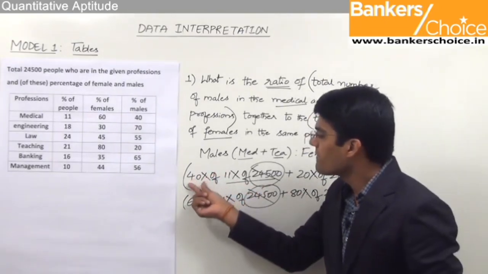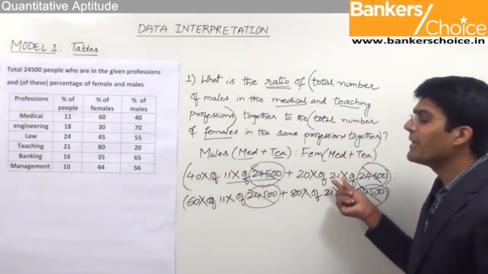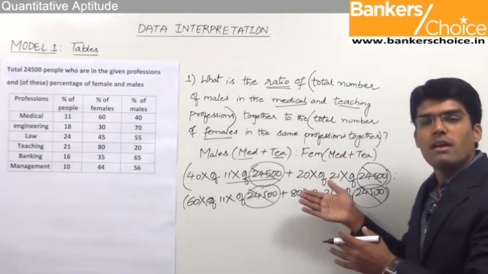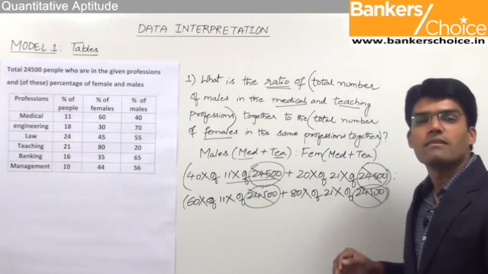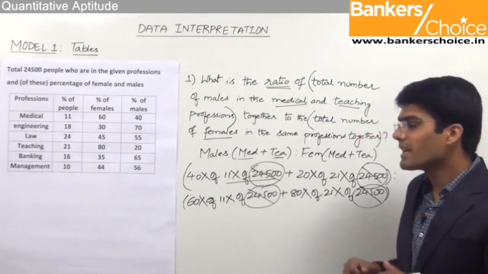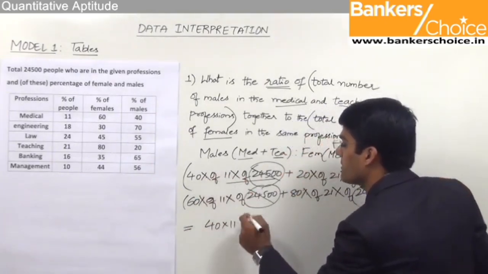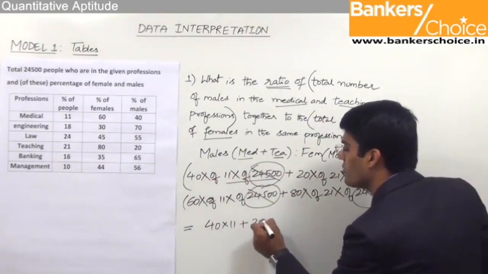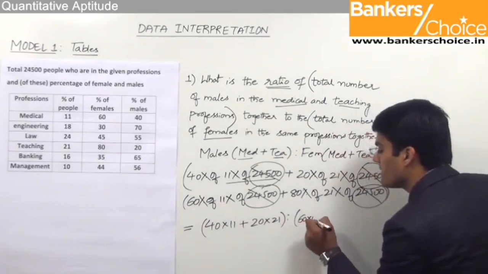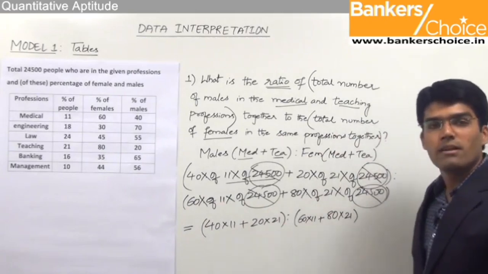Why? Because here we have 40%, that is 40 by 100 into 11 by 100. Here also 20 by 100 into 21 by 100. Here again 60 by 100, 11 by 100, 80 by 100, 21 by 100. So those divided by 100 get cancelled on both the sides. So directly we can say that percentages here again don't affect the calculation. The only calculation that we need to do here is 40 into 11 plus 20 into 21, is to 60 into 11 plus 80 into 21. Now by simplifying this, we can find out the required answer.